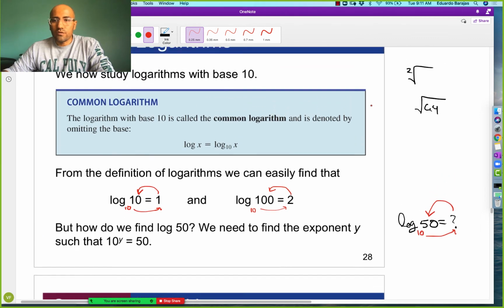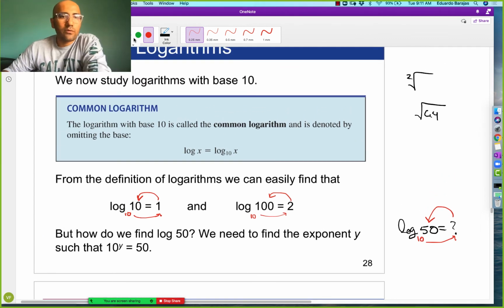Just like roots, right? Let's go back up here. We know that the square root of 64 is 8. We know that the square root of 49 is 7, right? But what's the square root of 53?